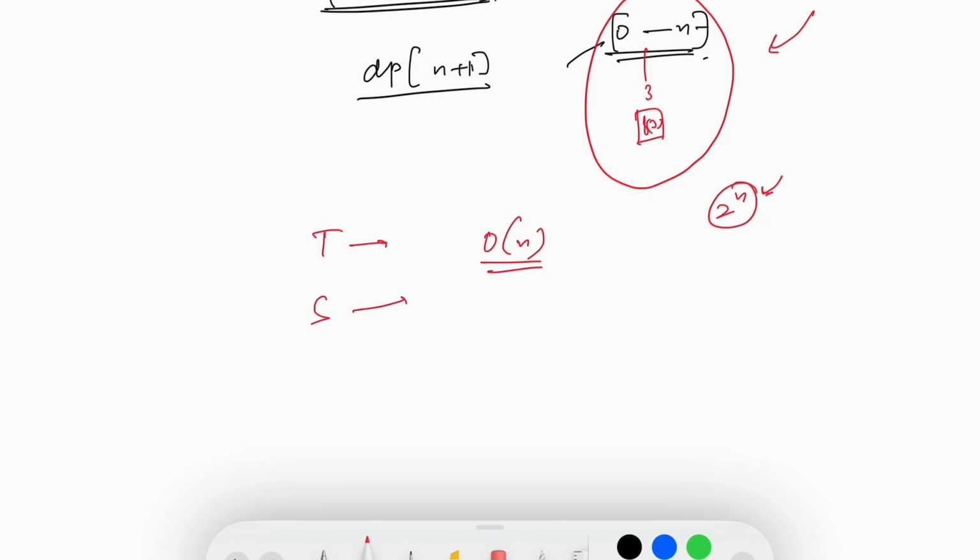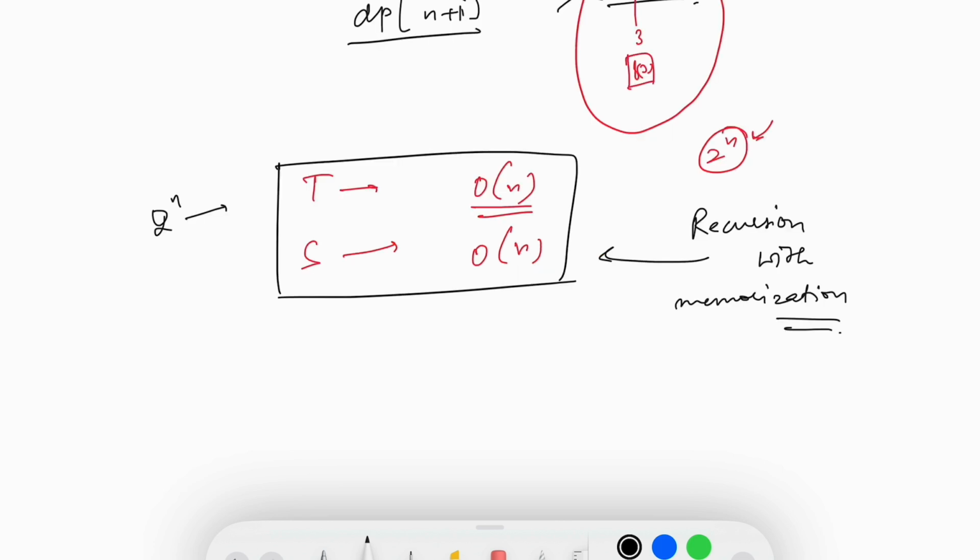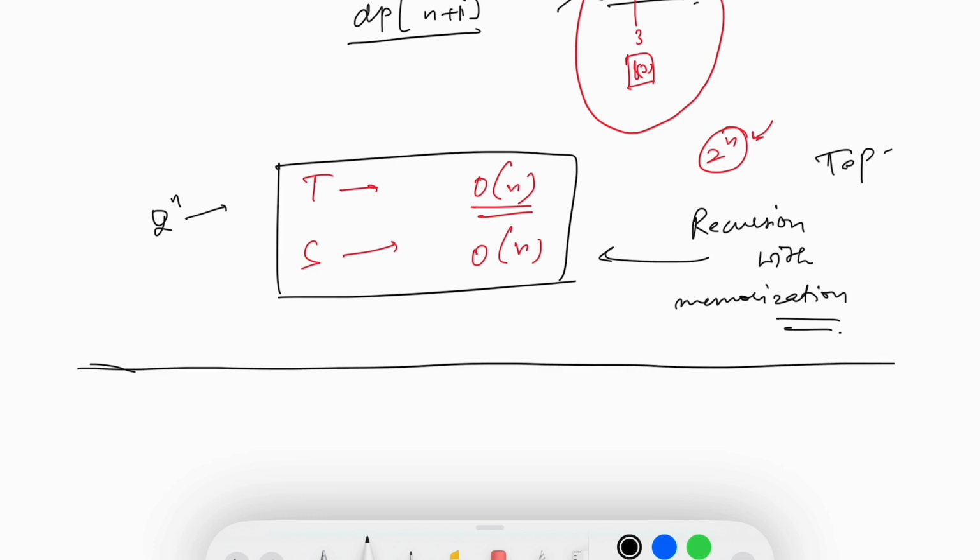And what is the space complexity? Space complexity will be O of n, which is the depth of our recursion stack. So we have improved our time complexity from 2 raised to power n to O of n by using memoization. So this was our solution using recursion with memoization, which is usually called top-down DP approach.